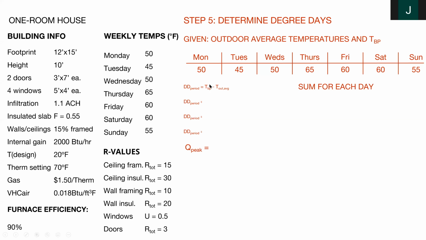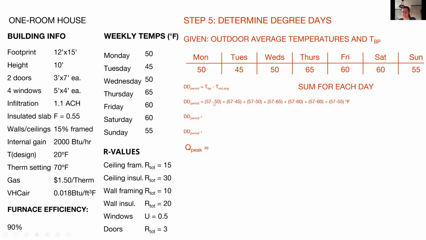So for each day, we're looking at the difference between our balance point temperature and the outdoor average temperature. Whenever the difference is negative and the outdoor temperature is above our balance point temperature, we don't have to account for that. It's not like we're saving energy when it's too hot to turn on our furnace. We just don't have to use our furnace then. So we don't get any negative degree days for those warmer days. We're just looking at our heating degree days, when the temperature is below our balance point temperature.